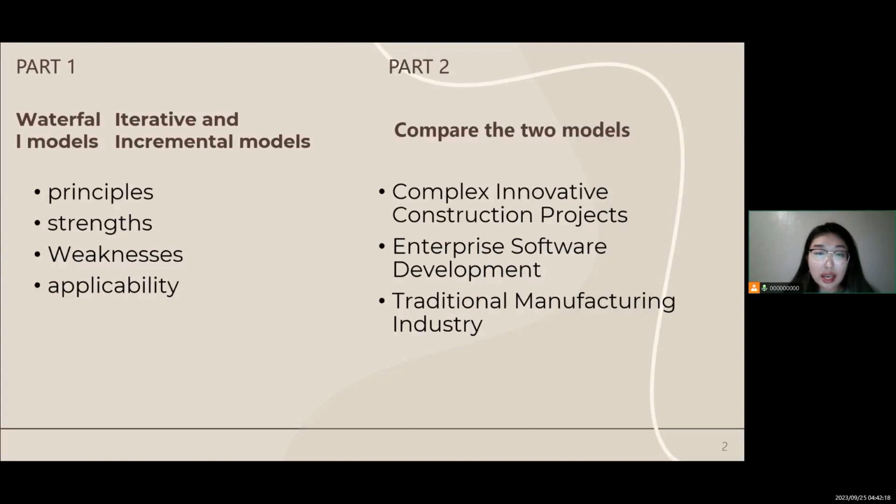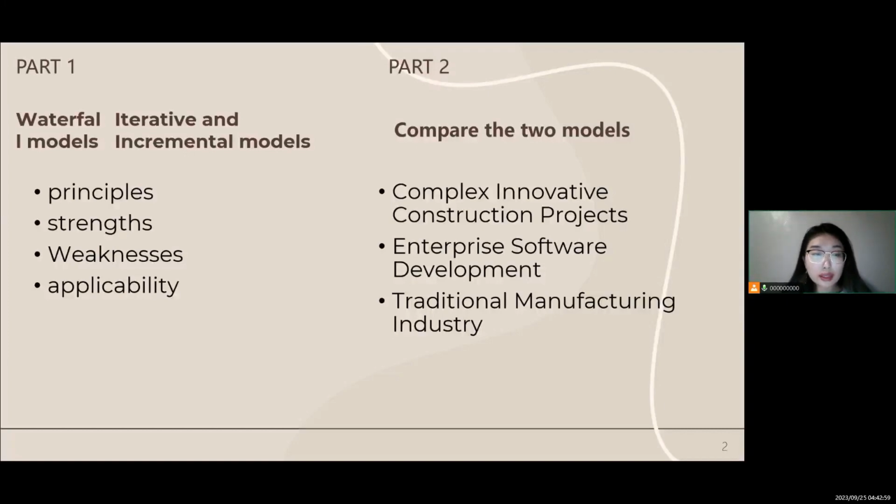And last, in the traditional manufacturing industry, such as automobile manufacturing, strict quality control and production processes are essential. In such cases, the waterfall model is more appropriate because production processes and techniques need to be executed precisely on the production line, and any changes may lead to errors and increased cost.